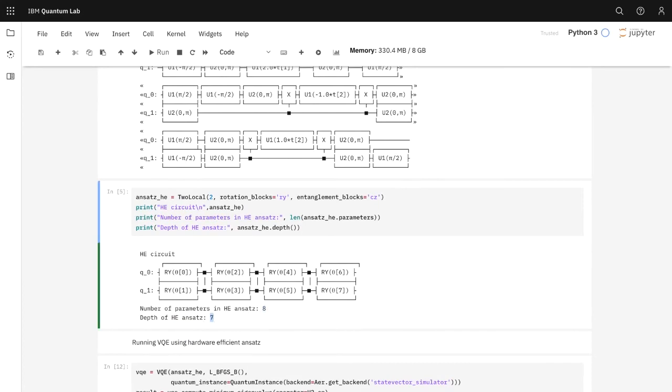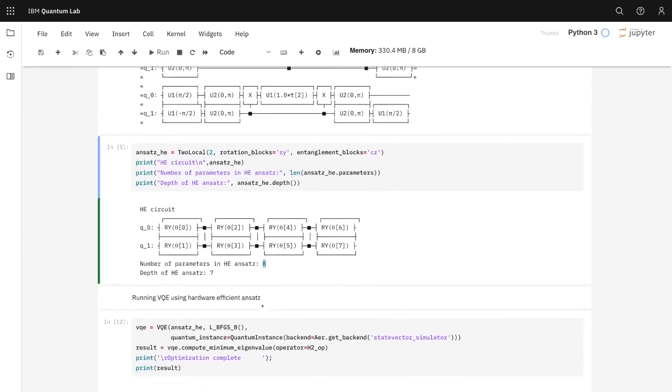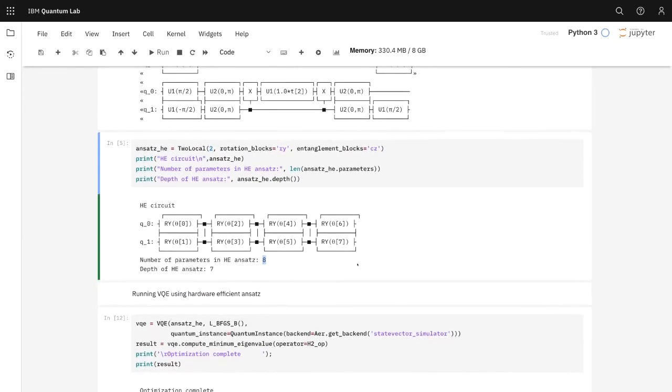And as I've said, the hardware efficient ansatz is usually more compact, but has more variational parameters. So it has fewer multi-qubit gates, but more parameters. As you can see, instead of 3 parameters in UCCSD, we get 8 parameters to optimize. Any questions up to this point?